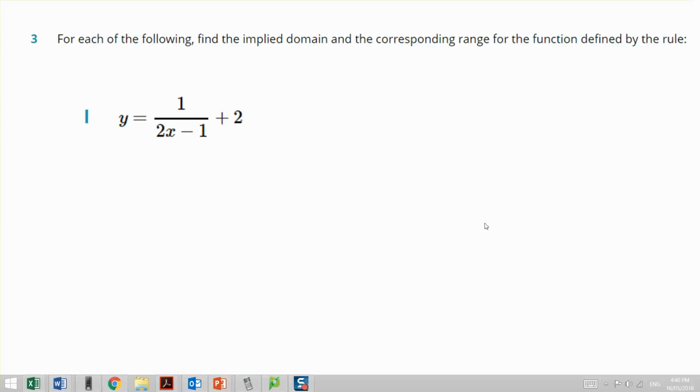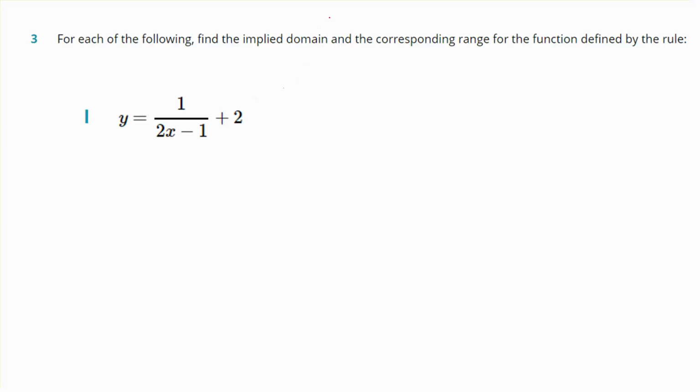This is for Year 11 Methods. We're going to look at Exercise 5D, question 3L. We're asked to find the implied domain and the corresponding range for the function defined by the rule y equals 1 on (2x plus 1), plus 2. So this is an example of a hyperbola.